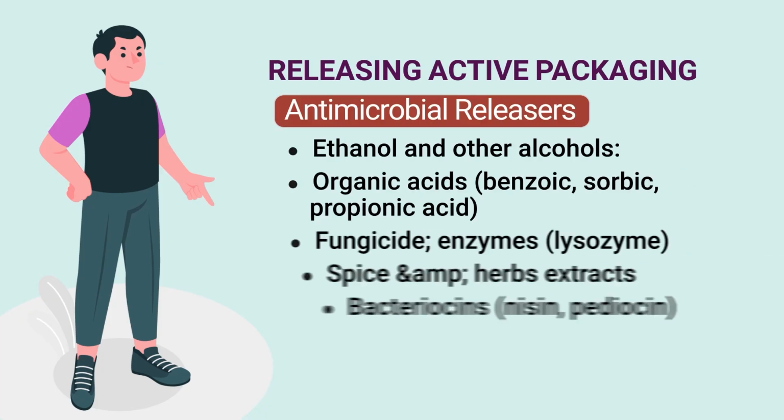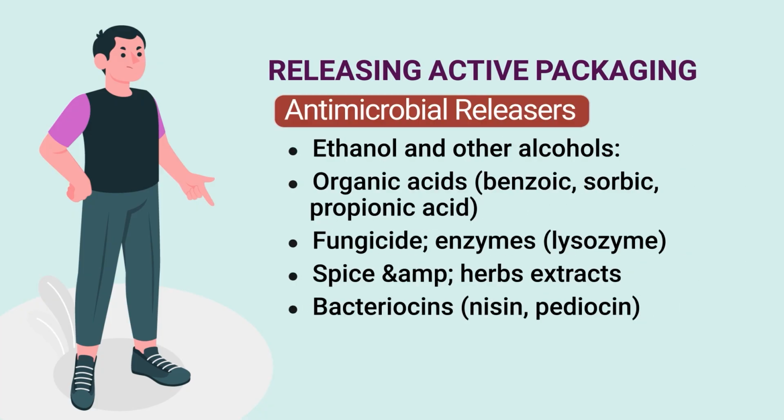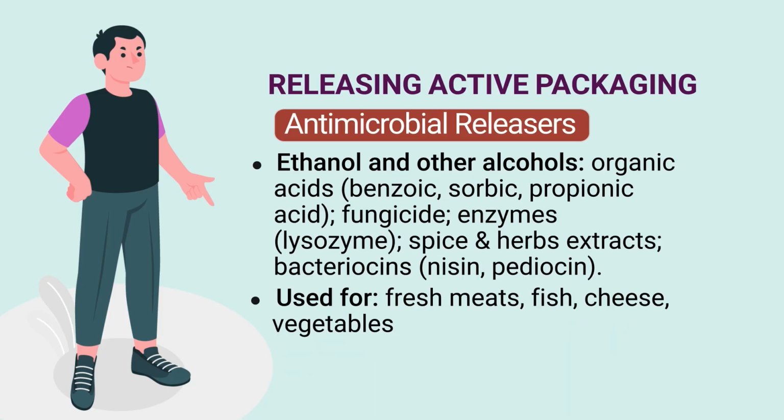Another important releasing active packaging system is where we can use antimicrobials. For preventing the growth of microbes in the food or preventing the microbial spoilage of the food, we can use some antimicrobials. Antimicrobials can be ethanol and other alcohols, organic acids like benzoic acid, sorbic acid, propionic acid, fungicides, enzymes like lysozymes, spice and herb extracts, and bacteriocins like nisin or pediocins. We can use all these antimicrobial releasers in the package itself, or we can add them to the packaging material. So we can use antimicrobial releasers for different types of food like meat, fish, cheese, bread, fruits and vegetables, etc.